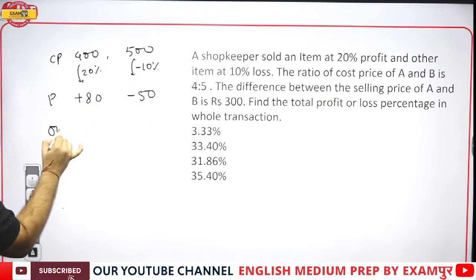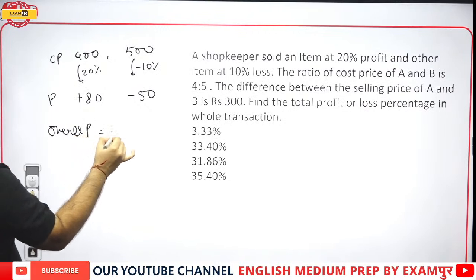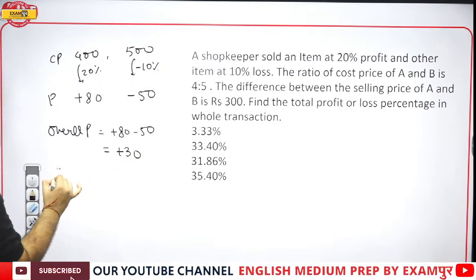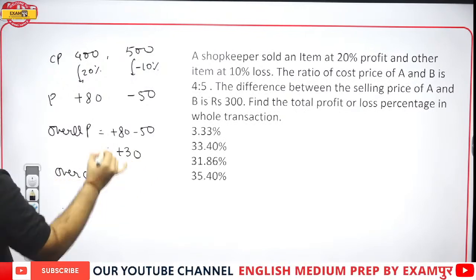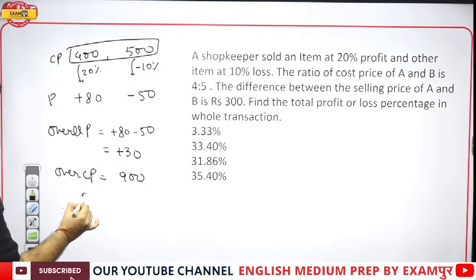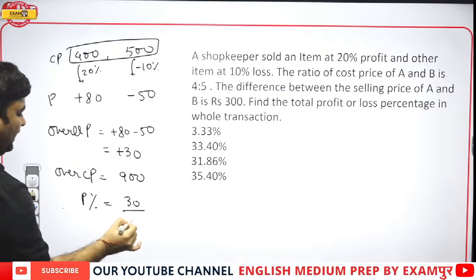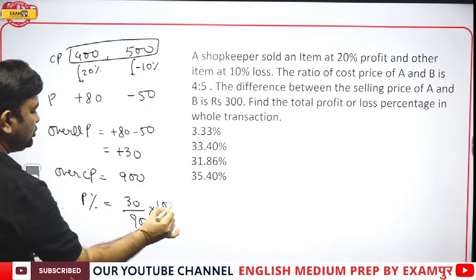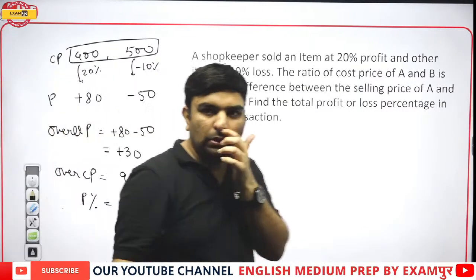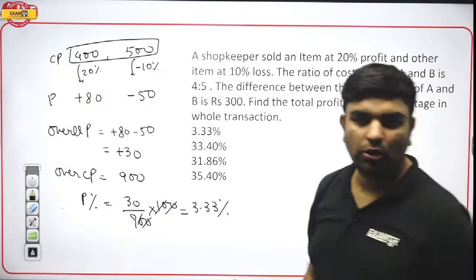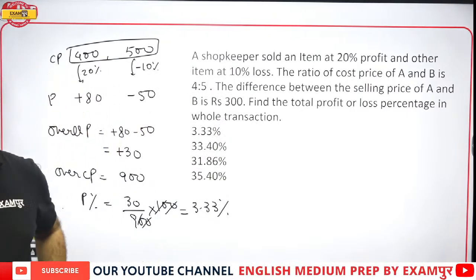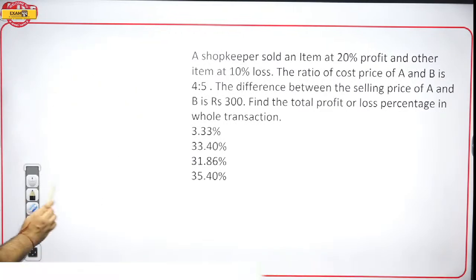So overall profit is 80 minus 50, 30. And overall CP is 400 plus 500, 900. So profit percentage is 30 over 900 into 100. Only this is the solution, guys, you have to write down in your notebooks. Only this much. Next.